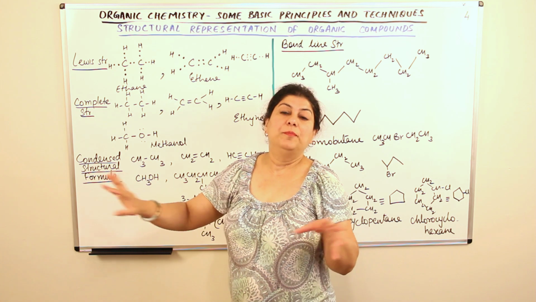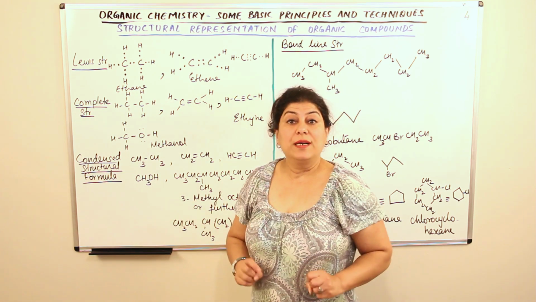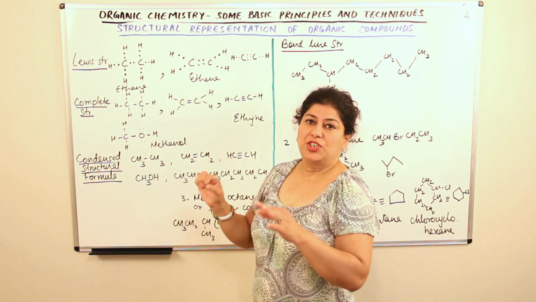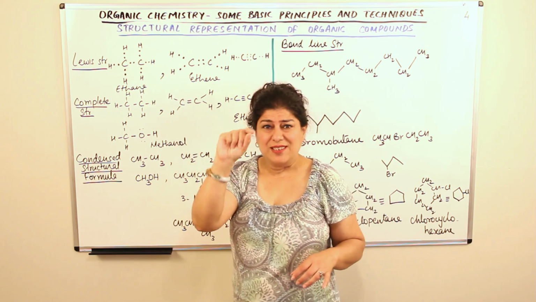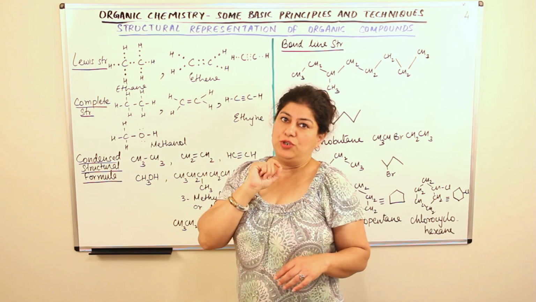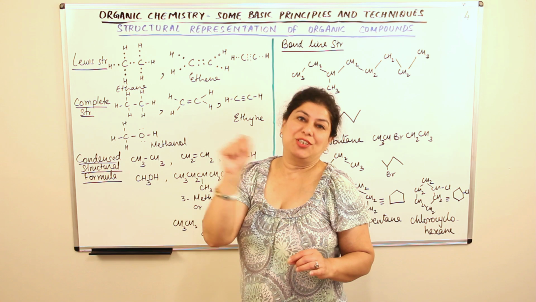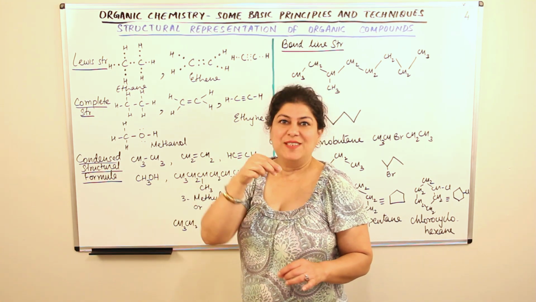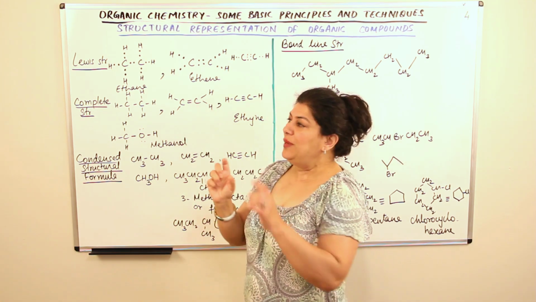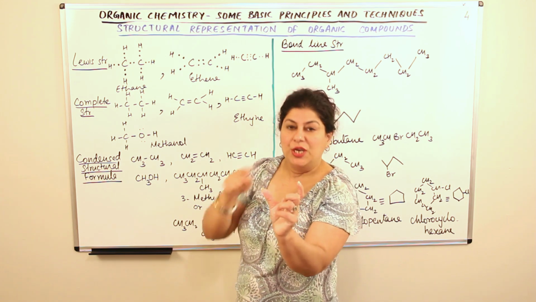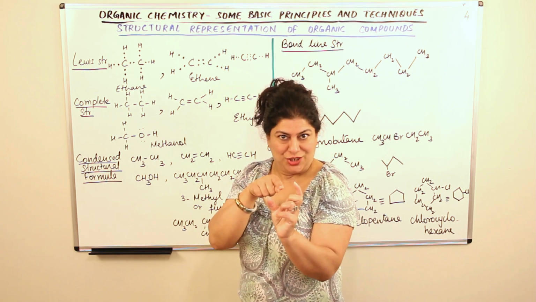It is known as the complete structure. What do you do in a complete structure? In a complete structure, we do not use dots because it takes a lot of time to make individual dots. But we use dashes. So a dash is easier to make. So whenever you have to show a bond, you show it by a small dash.